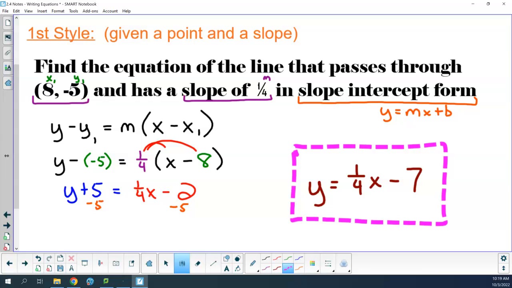The slope of that line that we just came up with is 1/4, which is good because the problem said I want my slope to be 1/4. If I plug 8 into my x, 8 times 1/4 is 2. 2 minus 7 is -5. So it gives me a y value of -5, which is what I need. Okay? You can check those by plugging in.